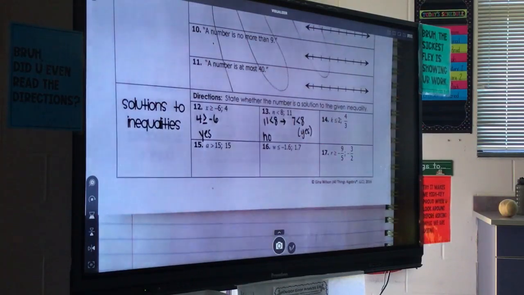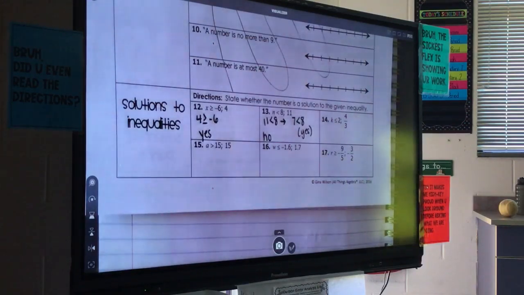Stand up when you're done. Guys, this is not rocket science. You're just simply plugging in the number, seeing if it's right, writing yes or no, and if it's a no, you're correcting it. That's all you're doing. Plugging it in, rewriting it, and looking into that floor.